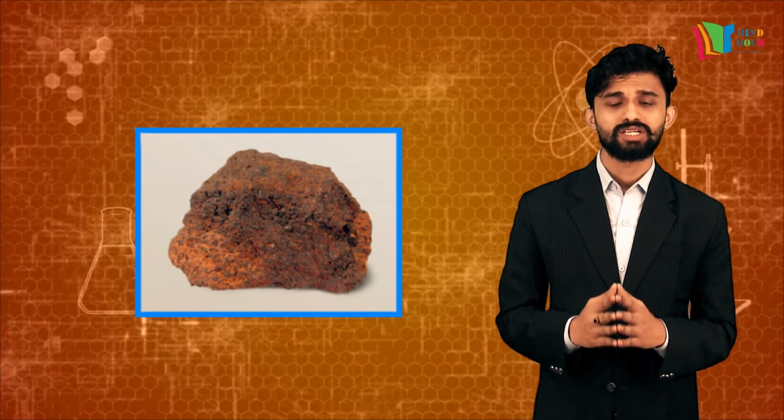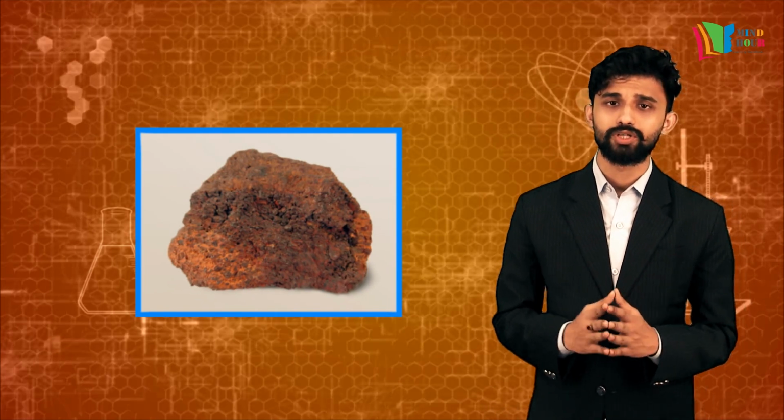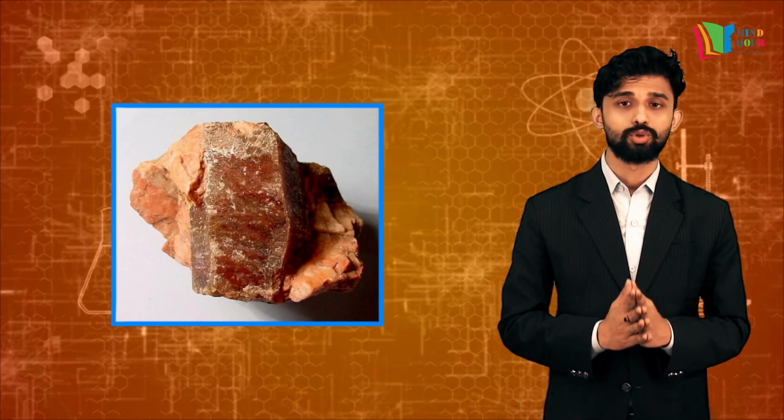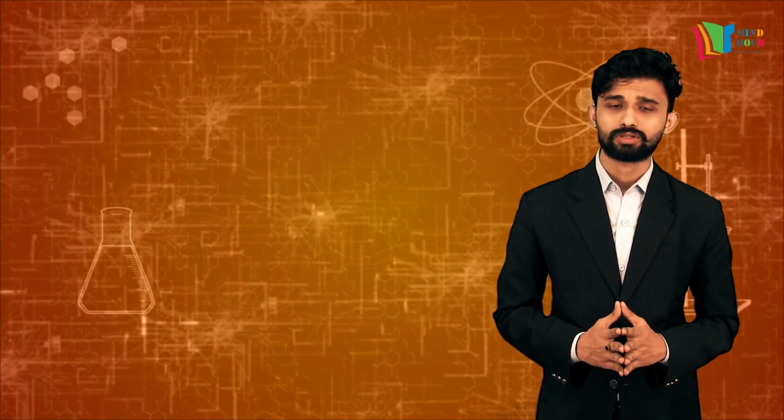Important ores of aluminum are bauxite, represented by the formula Al2O3·2H2O, corundum, represented by the formula Al2O3, and cryolite, with the formula Na3AlF6. Bauxite is the principal ore of aluminum.